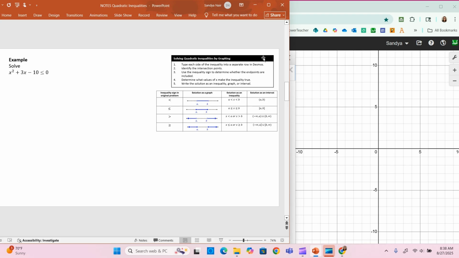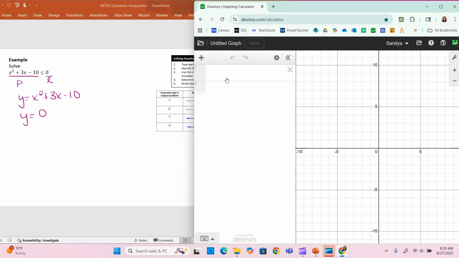So let's start off with this example. Here we have x squared plus 3x minus 10 is less than or equal to 0. So what I'm going to do is start off by graphing this in Desmos. This parabola on the left side that's represented by this quadratic is going to go into row 1. And the right side I'm going to represent as a line. I'm going to say y equals x squared plus 3x minus 10 in row 1, and then in row 2, I'm going to write y equals 0. Okay, so let's go to Desmos and do that.